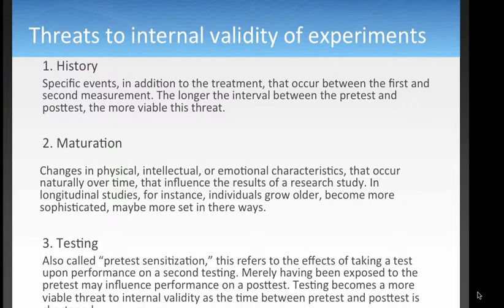Then, the second effect would be maturation: the changes in physical, intellectual, or emotional characteristics that occur just because time passes. So these effects could happen, and maybe we could mistakenly take them for effects of the experiment.